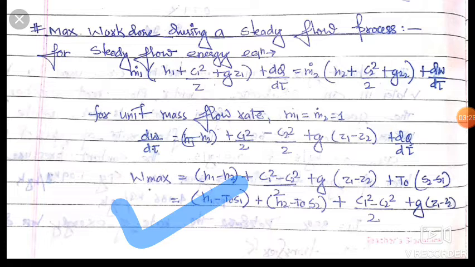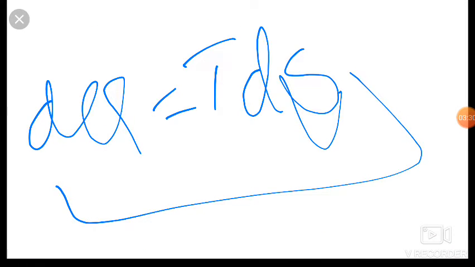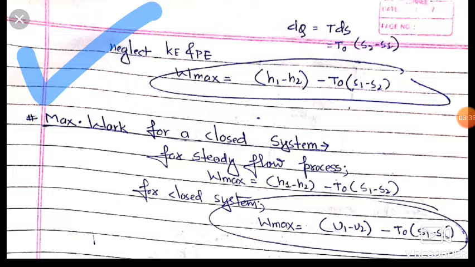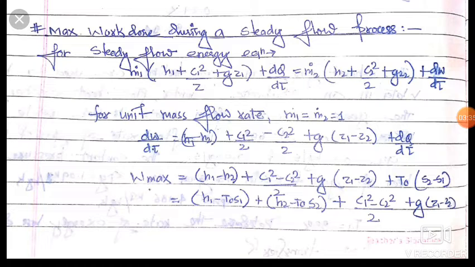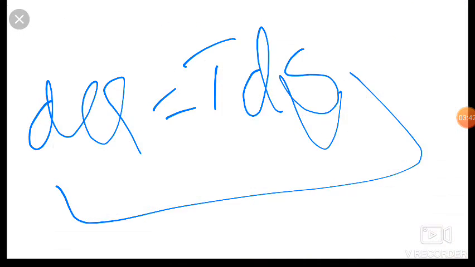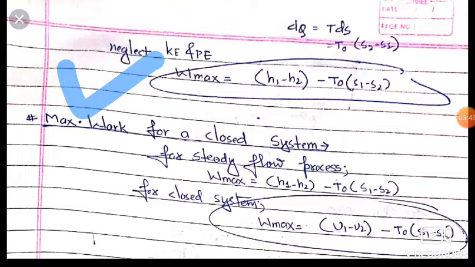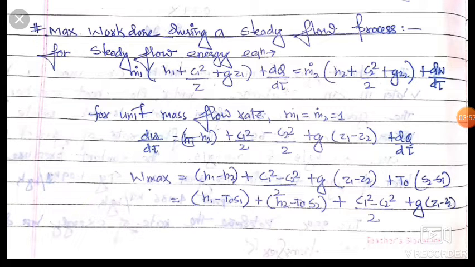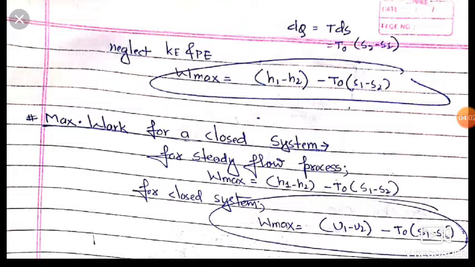So my dear friends, if we neglect the kinetic and potential energy, that is, if we neglect c1 square minus c2 square upon 2 and gz1 minus gz2, then we will get W max is equal to h1 minus h2 minus T naught (s1 minus s2). And friends, this is the maximum work obtained from the steady flow process. Okay friends, it is an open process.